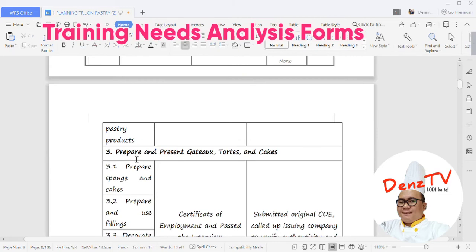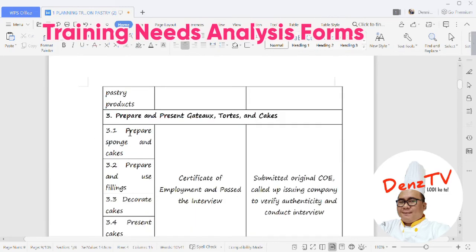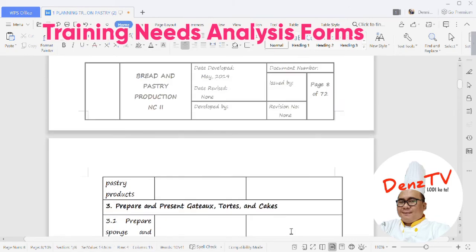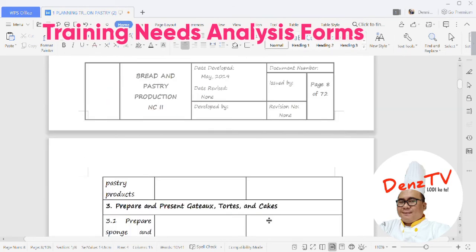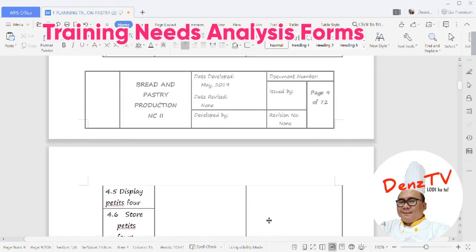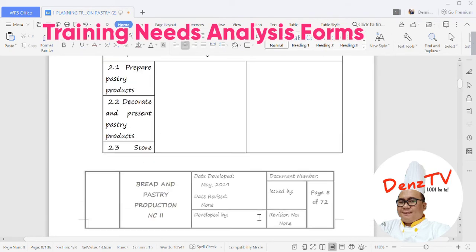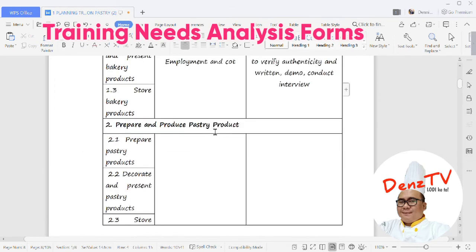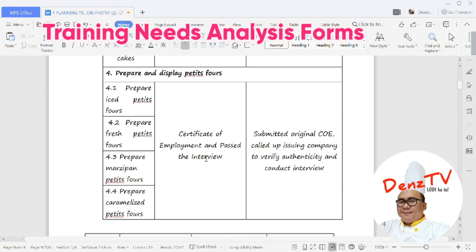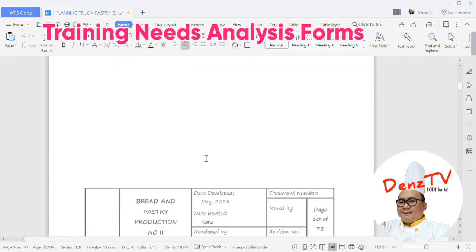Then next is number 3. Same with number 1. You just copy and paste. You have to put the certificate and the validation just like this. And so on and so forth, except the chosen one. Except this one, prepare and produce pastry product. Because the student marked no on this particular unit of competency. Okay, next.